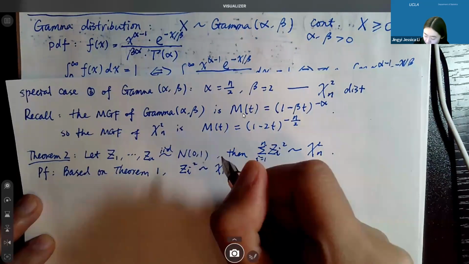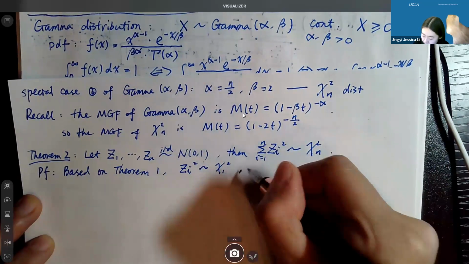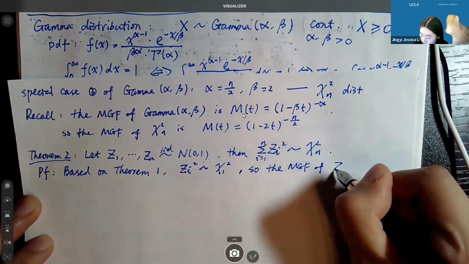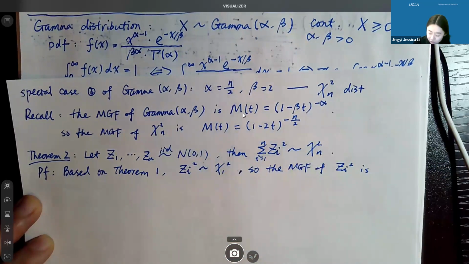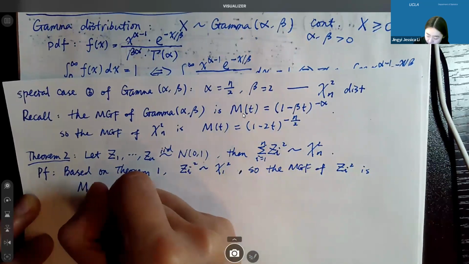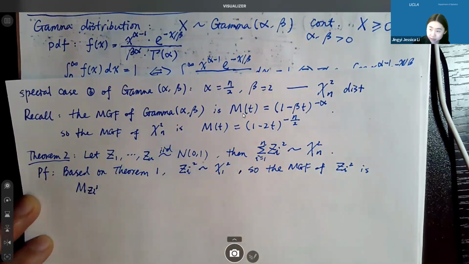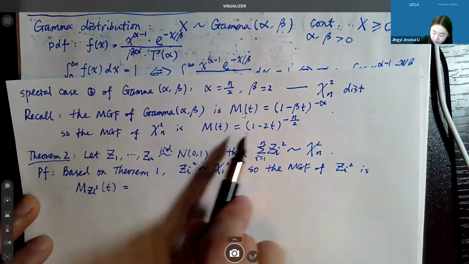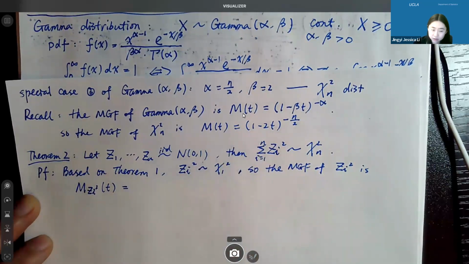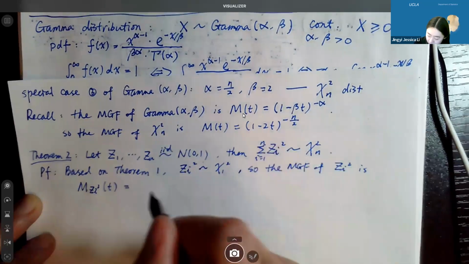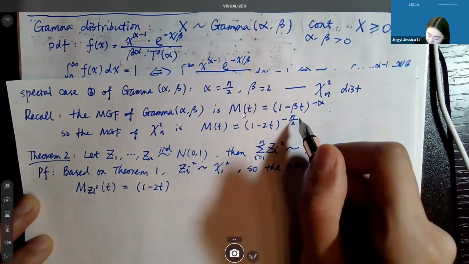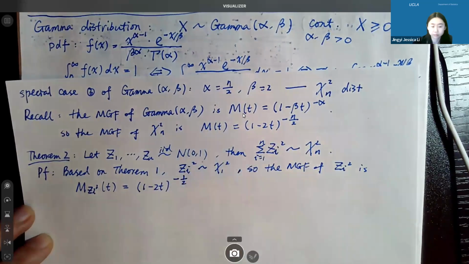Because of this, the MGF of Zi squared, I will just call this M_{Zi squared}. I put it in a subscript to mean we're talking about this random variable's MGF, evaluated at t, based on our knowledge, based on this recall. So it's actually equal to (1 minus 2t) to the power of negative n over 2, and for chi-square 1, n equals 1, so negative 1 over 2, based on what we just recalled.